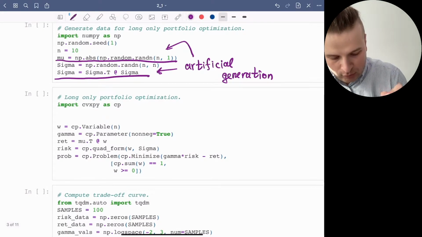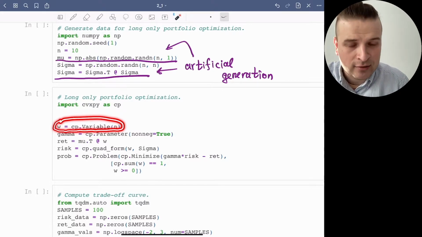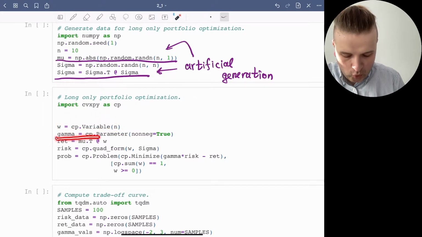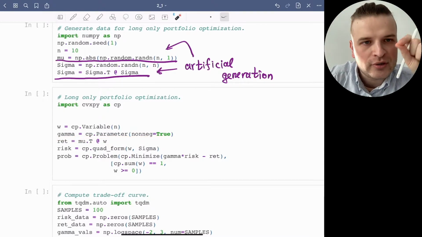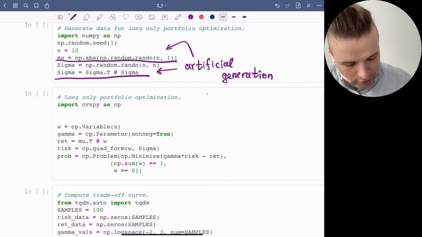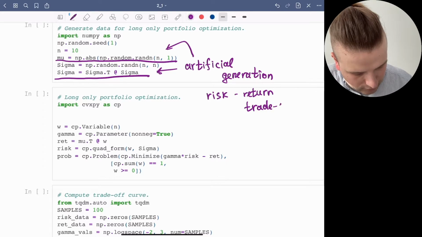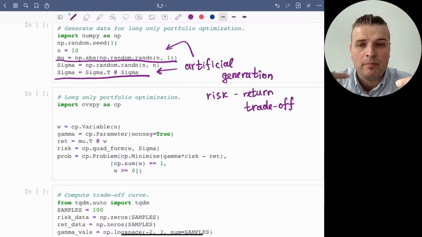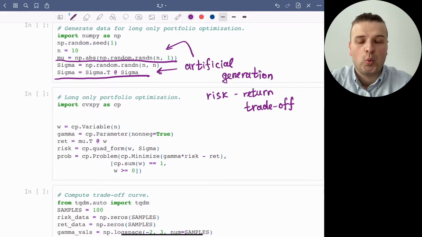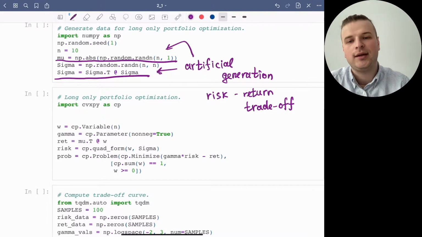Next, I'll formulate a problem here. So our W is our portfolio vector, which we are seeking. The gamma will be the parameter here, because we can tune this risk return trade-off by tuning our gamma, which means that a higher gamma means that we are not so tolerant to the risk. A lower gamma means that, okay, we can risk.